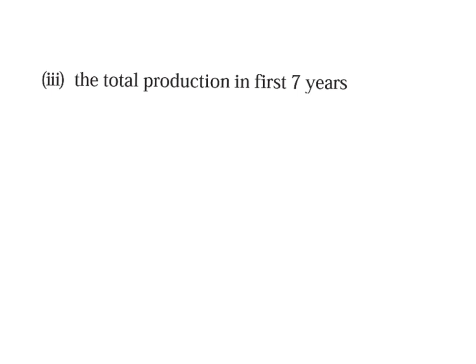Now coming to the third part of the question. The total production in first 7 years. In other words, the sum of the first 7 terms. Do we know what's the formula Sn? We know that Sn is equal to n over 2 times 2a plus n minus 1 times d. We know that formula. So we need to apply that over here.